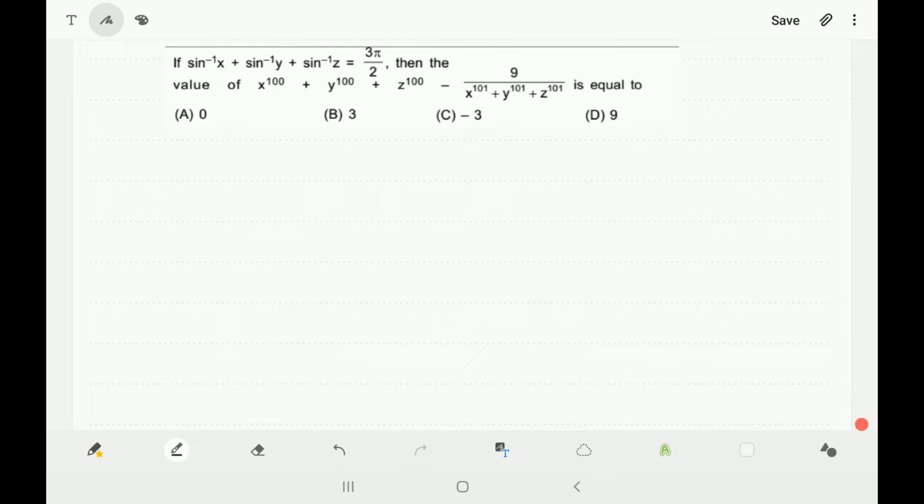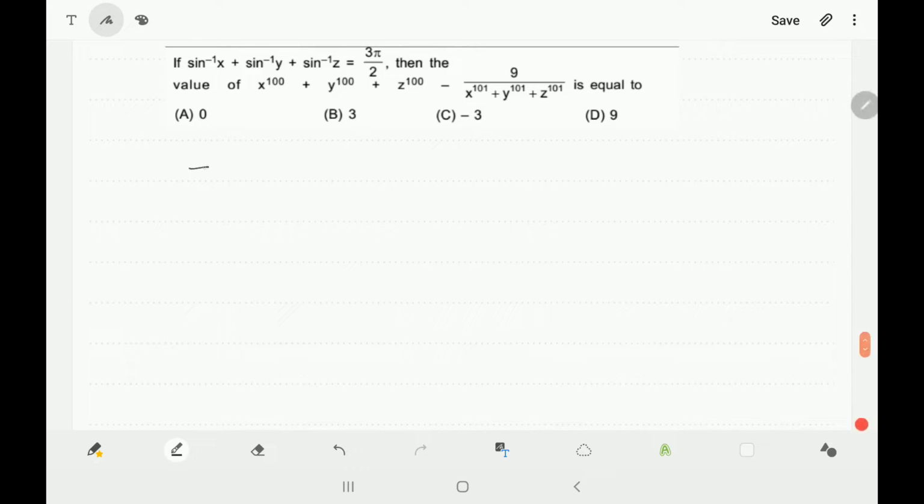If sin inverse x plus sin inverse y plus sin inverse z is 3 pi by 2, then we have to find the value of this term: x raised to the power 100 plus y raised to the power 100 plus z raised to the power 100 minus 9 divided by x raised to the power 101 plus y raised to the power 101 plus z raised to the power 101. It's quite an easy problem.